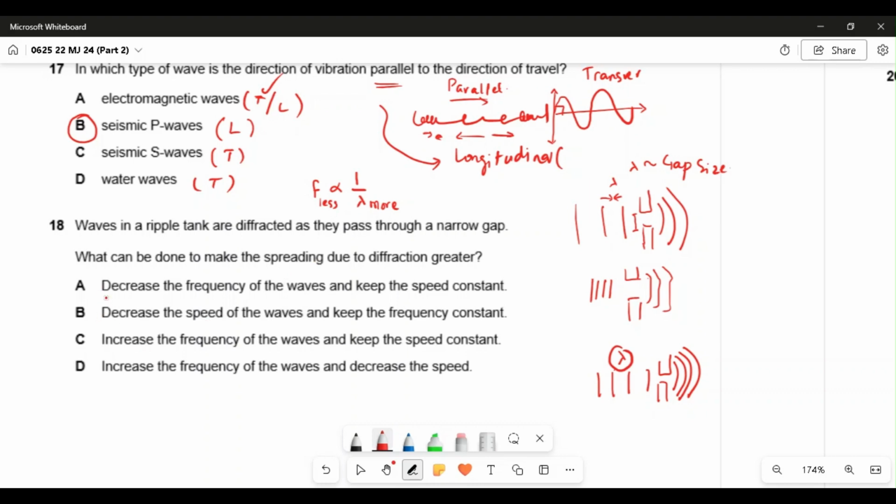So option A, decrease in the frequency, yes, I agree. Keep the speed constant, yes, I agree. Decrease in the speed, I said speed will not affect. Increase in the frequency will decrease the wavelength, that is wrong. So option A is our right option.